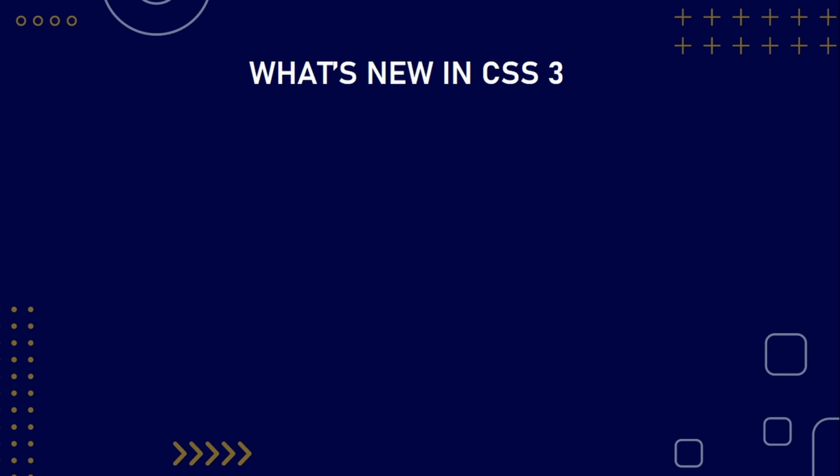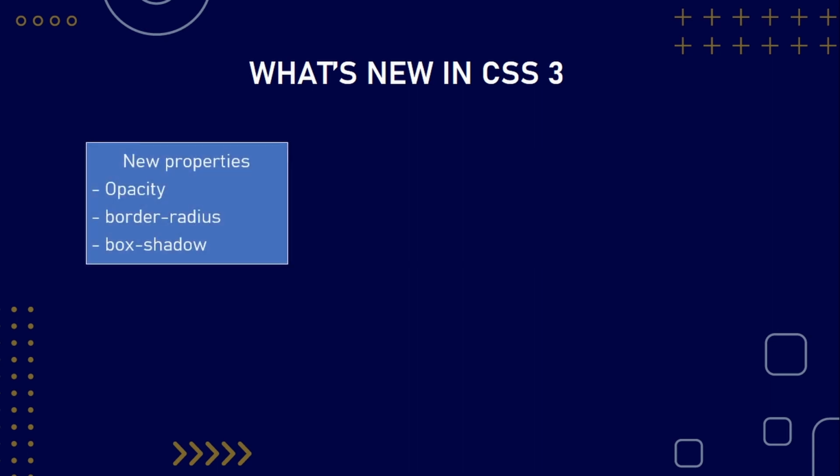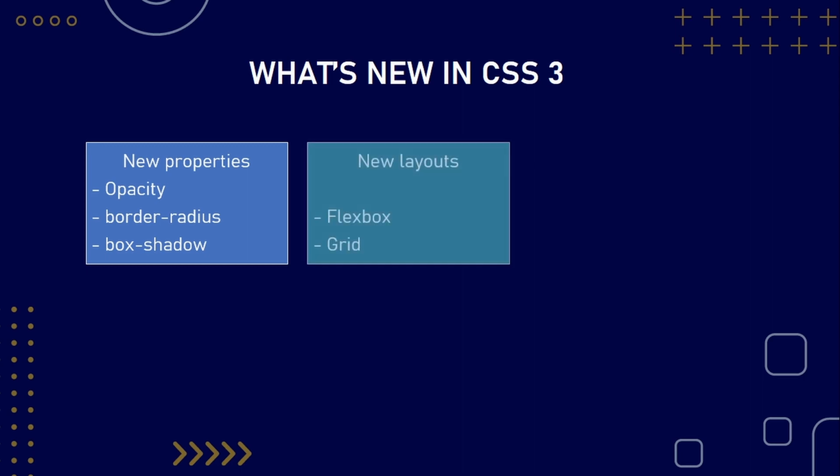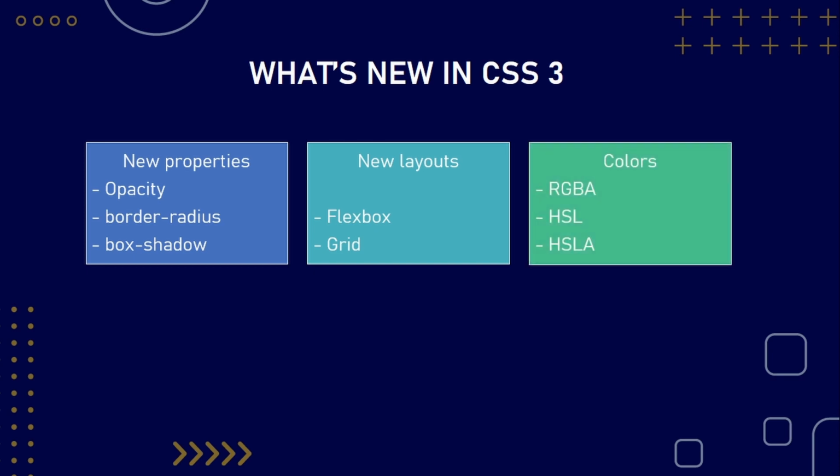So what's new in CSS3? CSS3 comes in with new features which are worth knowing as a developer, since it facilitates our work as developers and provides us with a richer web experience. New properties such as opacity, border radius, box shadow. All these properties are commonly used by developers nowadays. New layouts, flexbox and grid for specifying responsive websites, were brought in CSS3. Additional ways of specifying colors were also brought in CSS3.